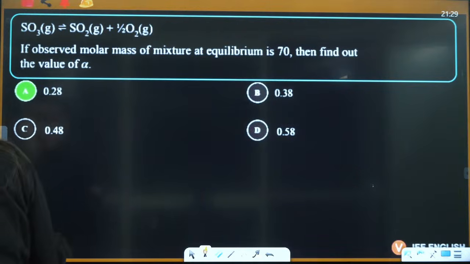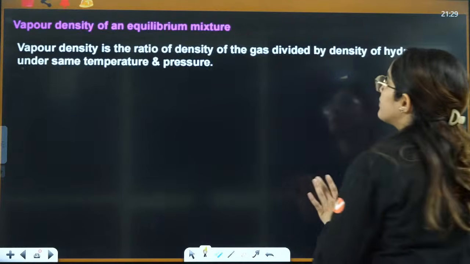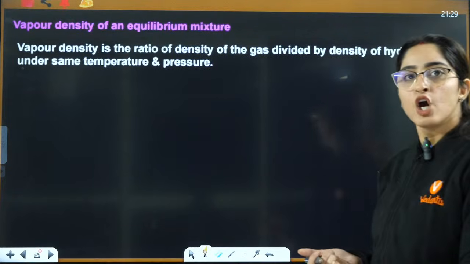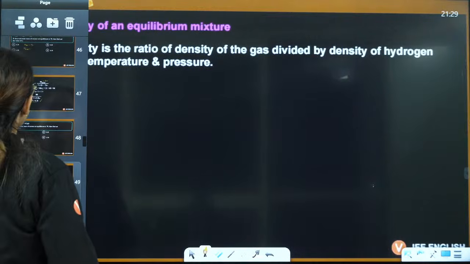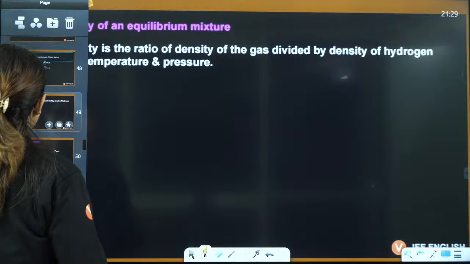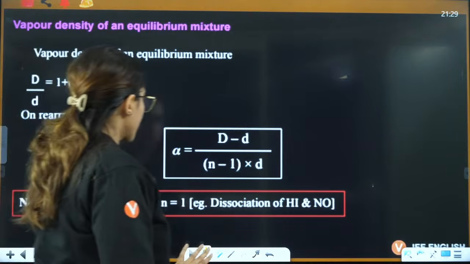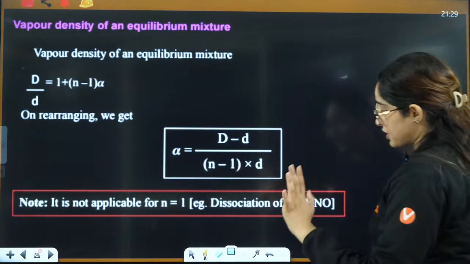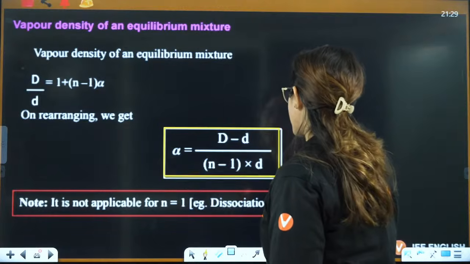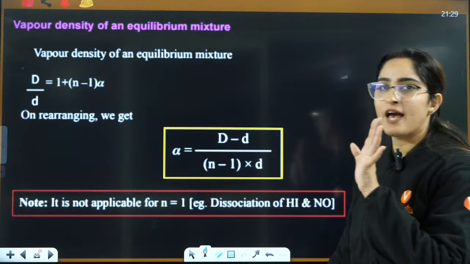Done? Now let's see vapor density of the equilibrium mixture, right? So there is a relation of vapor density as well. Let's see what that relation is. That is a very, very important relation that you have. You must remember the relation directly. Vapor density questions can still be asked, but molar mass has very less chance. But I don't want to skip anything, so that's why I have added it.